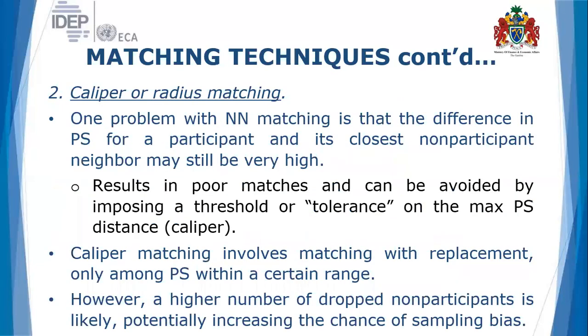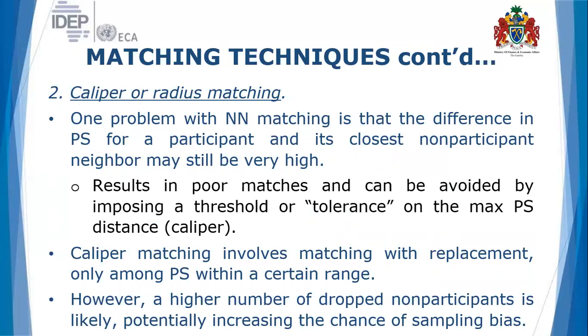Another technique is caliper or radius matching. Basically, this technique tries to address a weakness of the nearest neighbor matching technique. One problem with nearest neighbor matching is that the difference in propensity scores for a participant and its closest non-participant neighbor may still be very high. So they may not be very close, in other words.